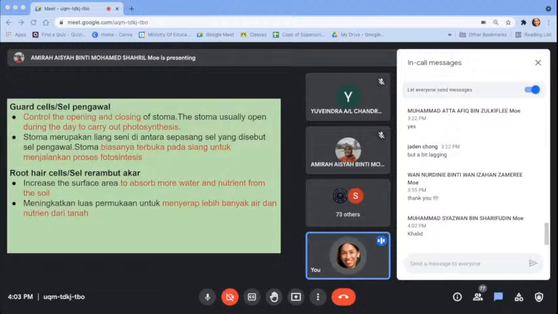Yuwindra, boleh terangkan sedikit sebanyak perbezaan antara sel tumbuhan dengan sel haiwan tak? Okey teacher. Boleh.